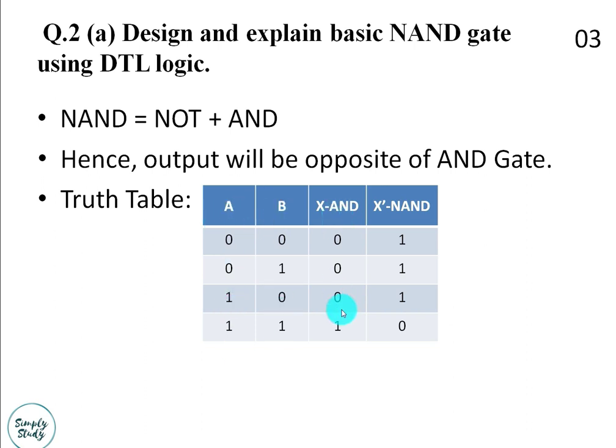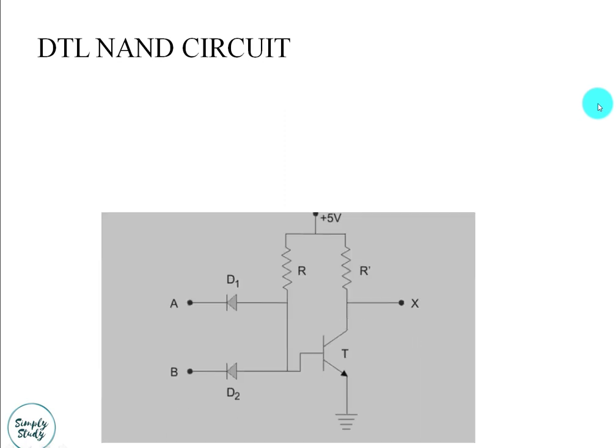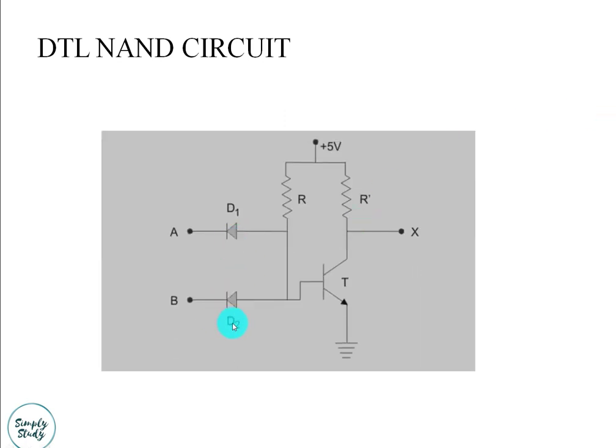This is the truth table of a NAND gate. You can clearly see how the output of the NAND gate differs from the AND gate. This is because the succeeding NOT gate inverts the output of the AND gate. This is a 2-input diode transistor logic circuit. As the name suggests, it consists of diodes and transistors. X is the output terminal and the circuit is given 5V VCC.